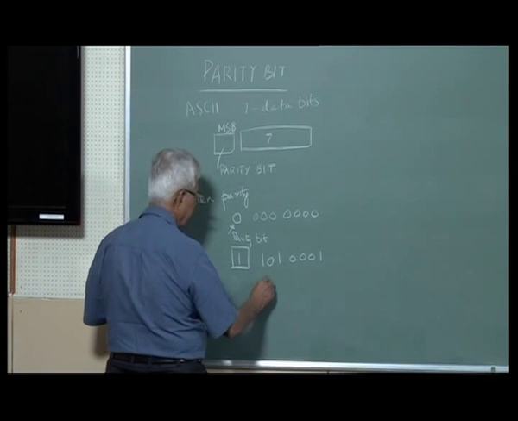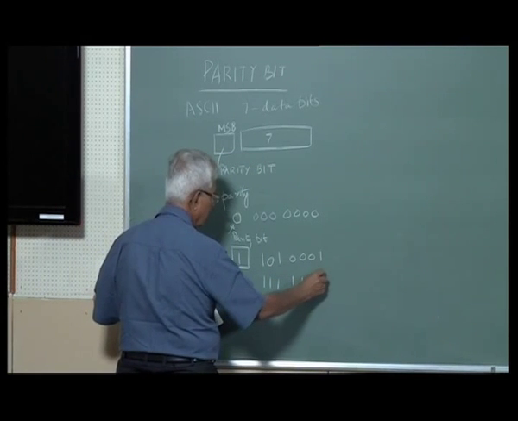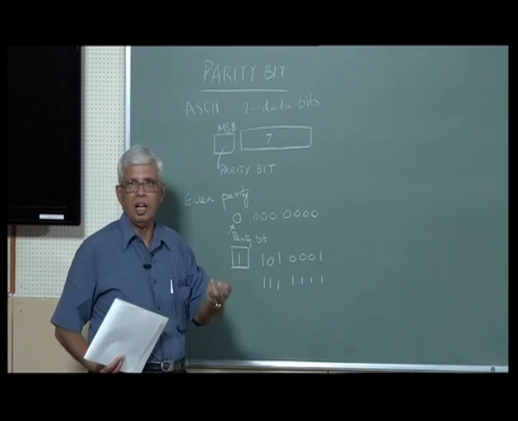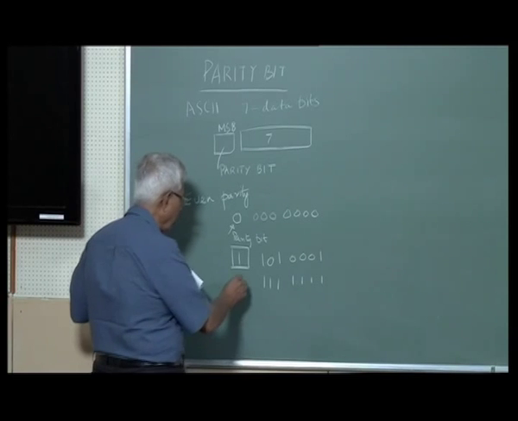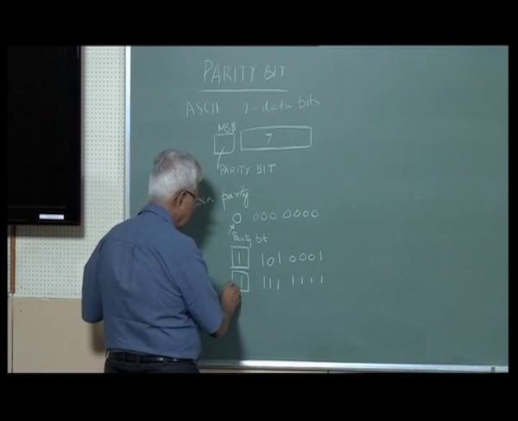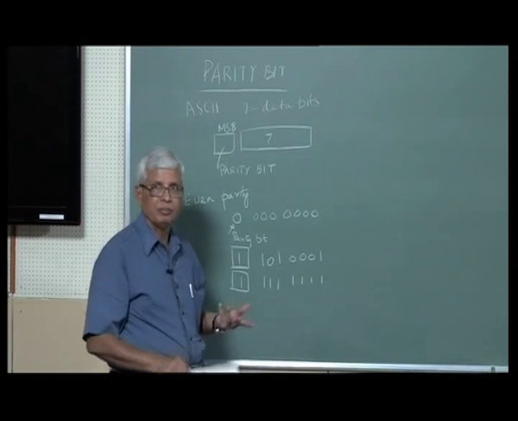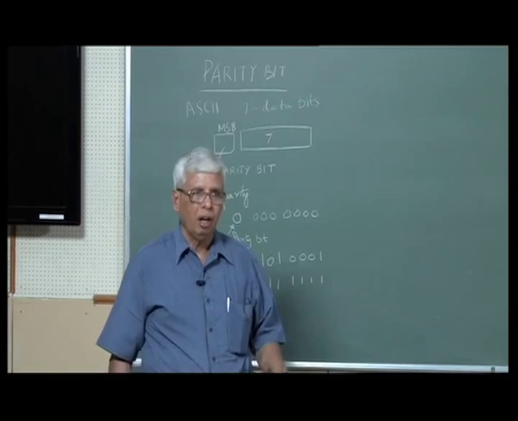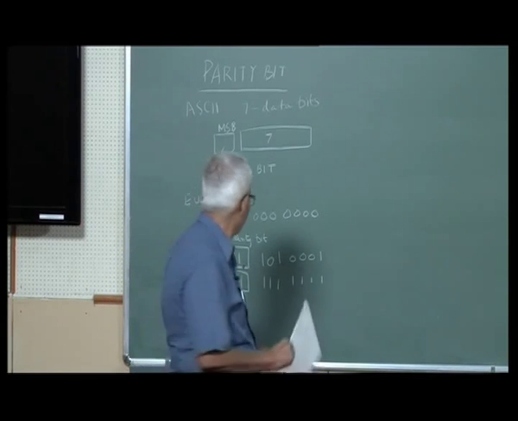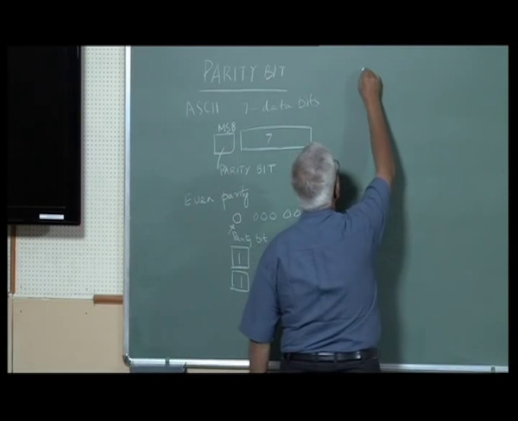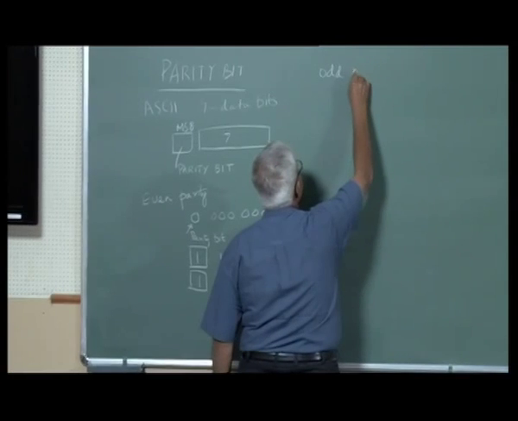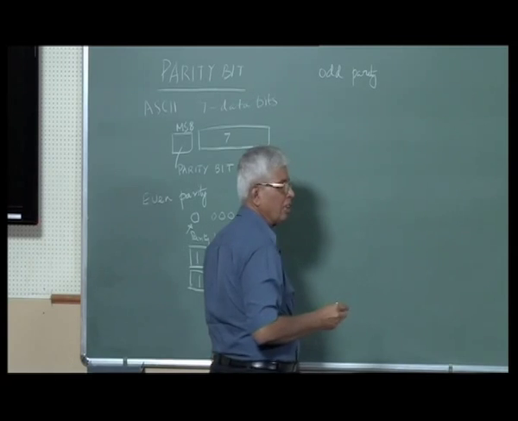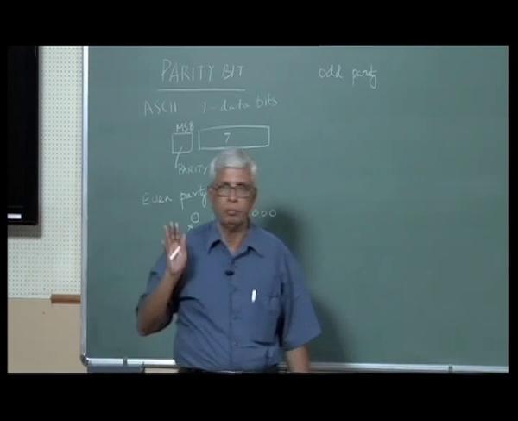Another example, an extreme example. There are 7 ones. 7 is an odd number. I add a 1 to it. So the total number of ones becomes 8, which is even. This is what is known as even parity. Odd parity is the complement of that. The total number of ones including the parity bit should be odd.